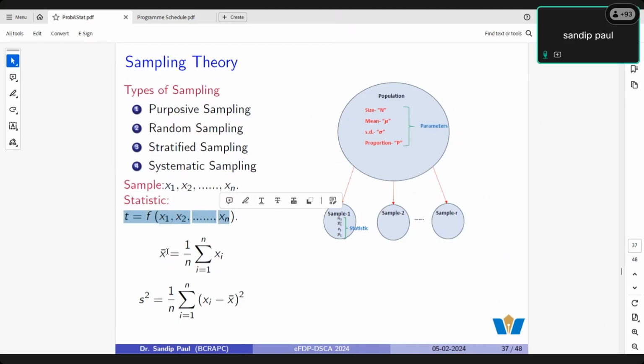So here I have written the formula of two statistics. First is x bar, it is the average value of all xi values, and s square, it is the sample variance, and it is 1 by n summation of xi minus x bar whole square.